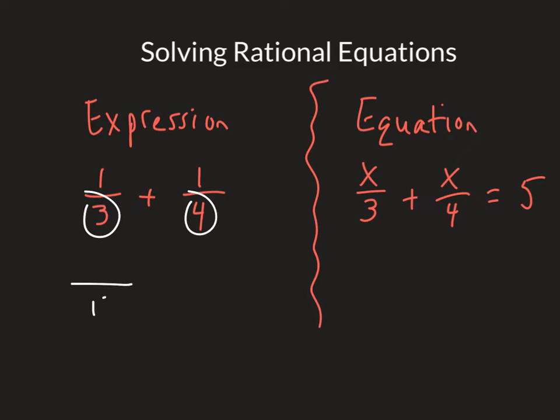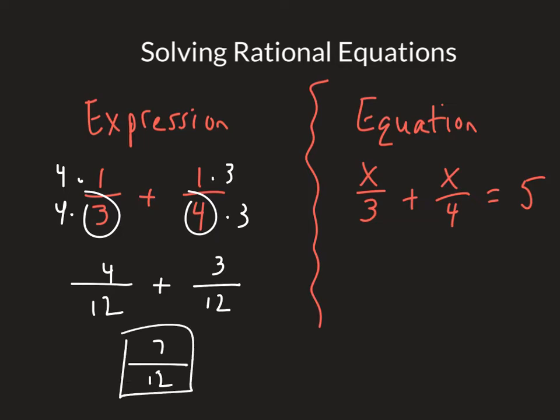So we know that we need to get them both with 12s in the denominator, and it's a matter of multiplying top and bottom, this one by 4, and this one by 3, right? So we can get that common denominator so that now we can add the numerators and just keep the denominator as 12 there. Okay, but when you're solving an equation, it's a little bit different.